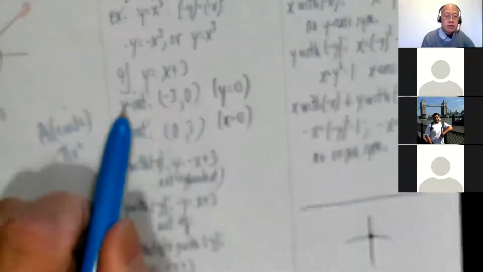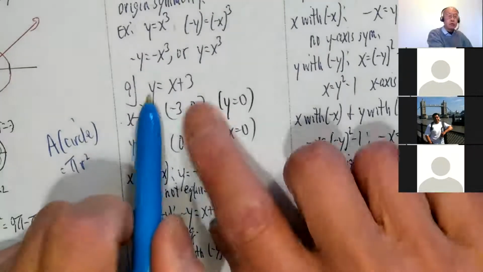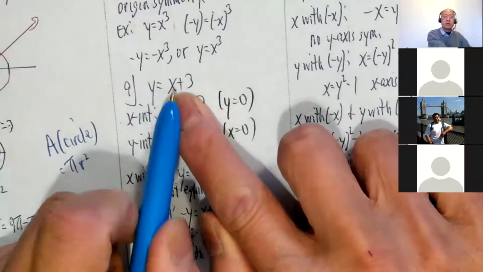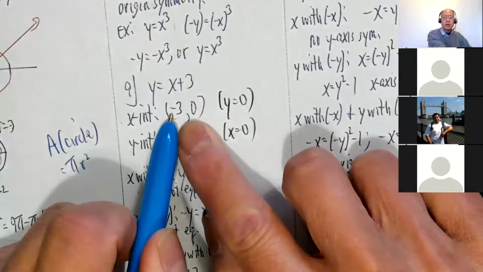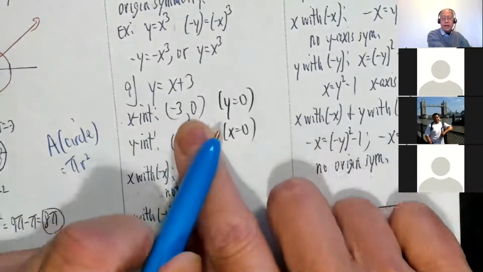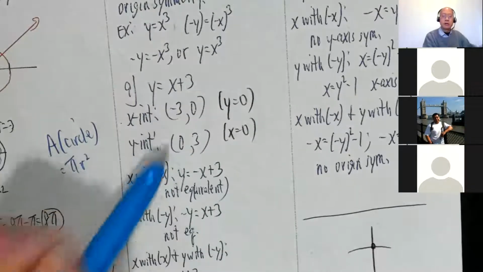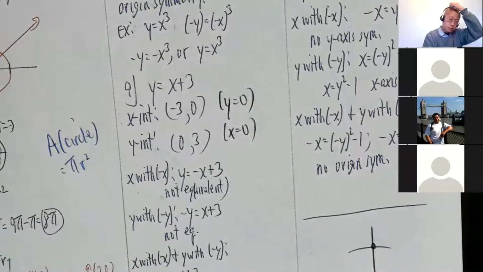So to find an x-intercept, you plug in y as 0. Put a 0 right there, a little bit of algebra, x is negative 3. Y-intercept means plug in x equals 0. So x equals 0, y is 3. So negative 3, 0, and 0, comma 3. So those are the intercepts.